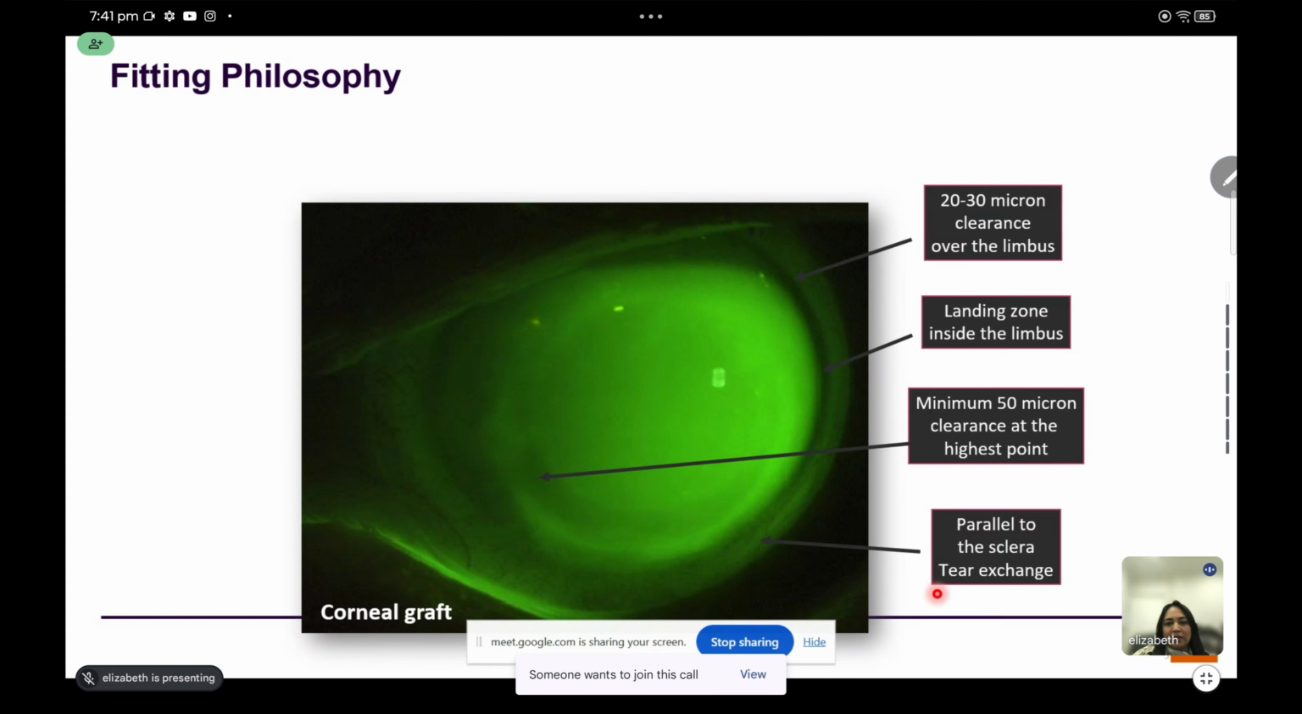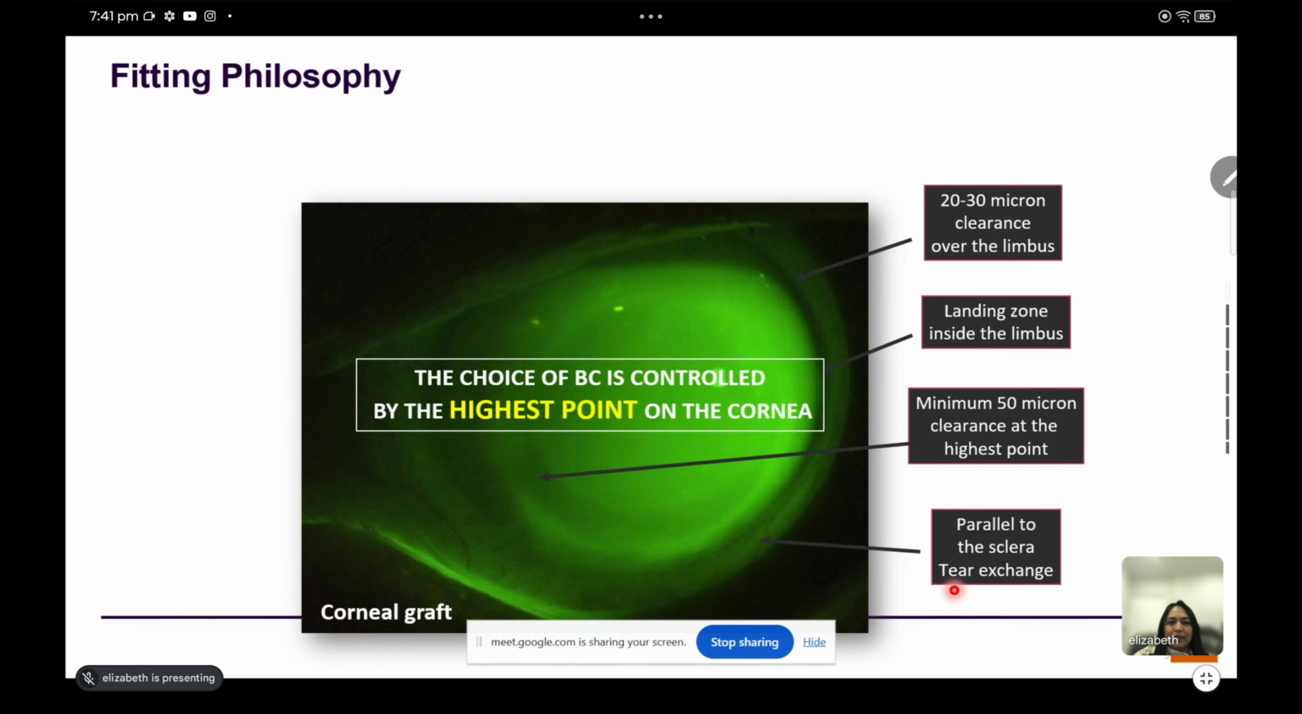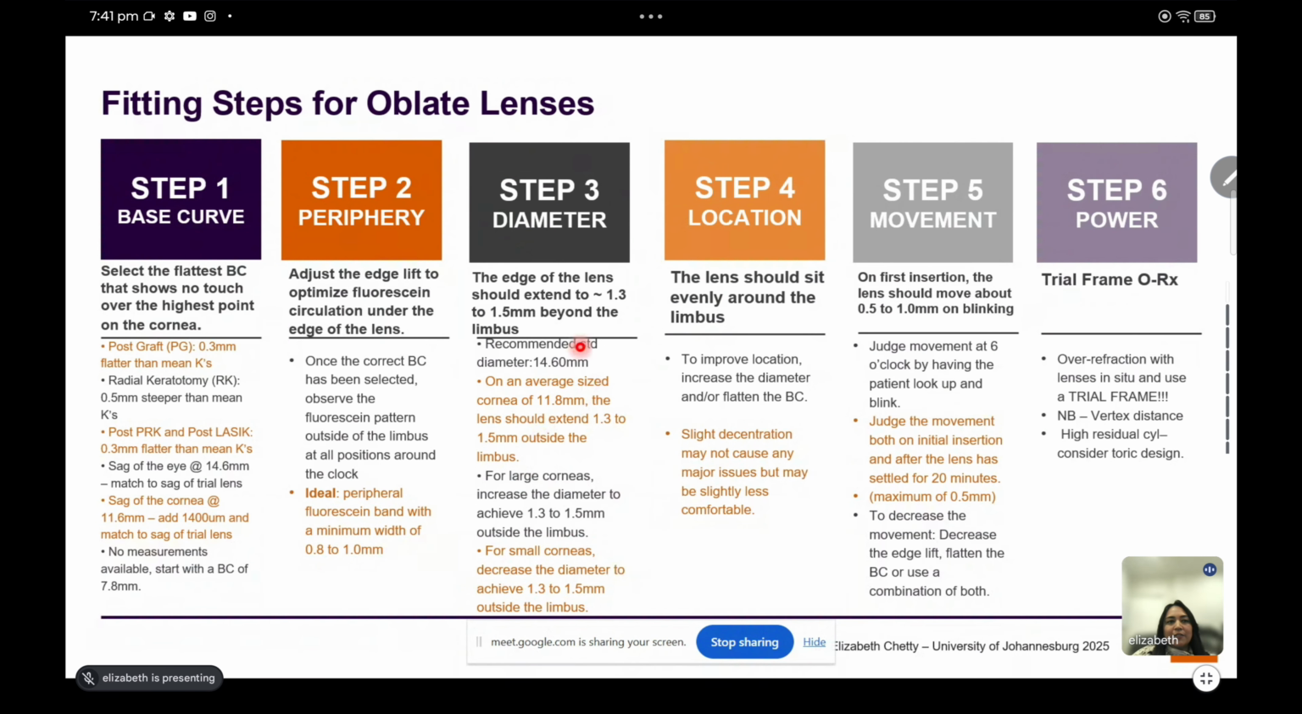And then the other important thing with this is that we want to have the edge of the lens parallel to the sclera so that we still maintain some sort of tear exchange, which is also quite different to a scleral lens where it fully vaults the cornea and doesn't allow for any tear exchange, or very minimal tear exchange to happen. And what is important here is that the choice of your base curve is controlled by the highest point on the cornea. So you would choose the base curve of this lens by clearing off that highest point on the cornea. So this is the 6-step fitting guide to fitting oblate lenses.